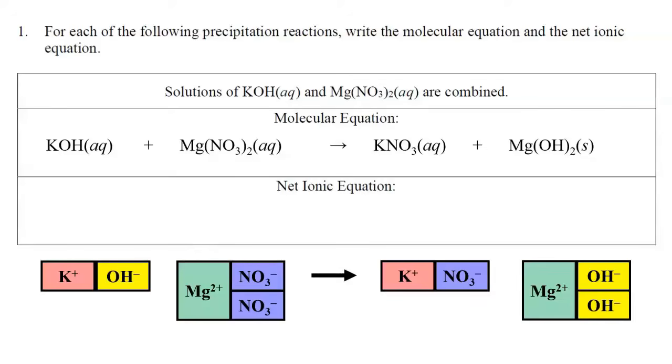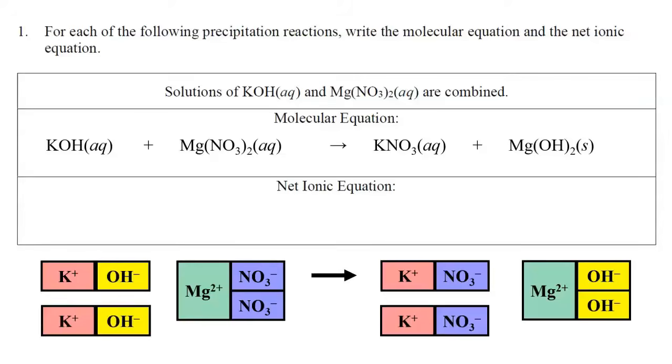The last thing we have to do for this equation is to balance it. So there are two OHs, two hydroxide ions on the right. So we have to have another potassium hydroxide on the left. And then we need two potassium nitrates on the right. So now the equation is balanced with coefficients from left to right, 2, 1, 2, and 1.